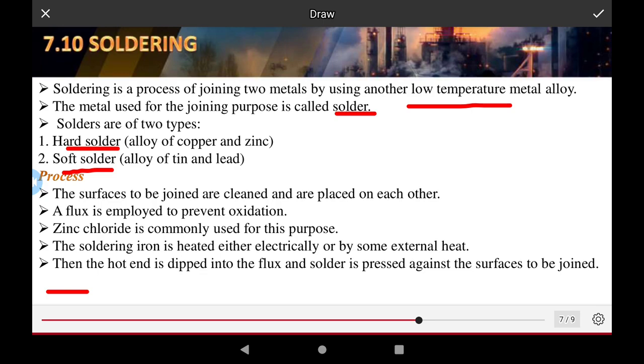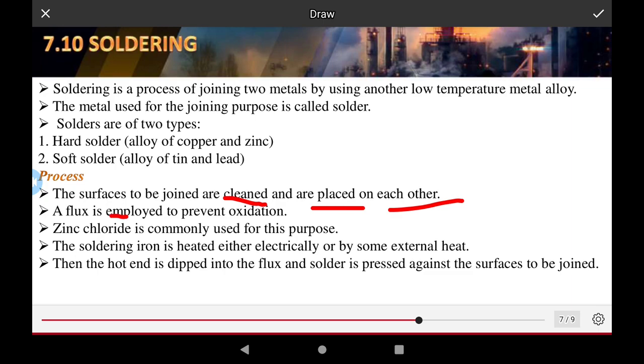Hard solder is made of copper and zinc. Copper and zinc are also known as brass, and bronze material. Soft solder is made of an alloy of tin and lead. This is the bronze metal. The surfaces of the joint are inclined at an angle and placed against each other.